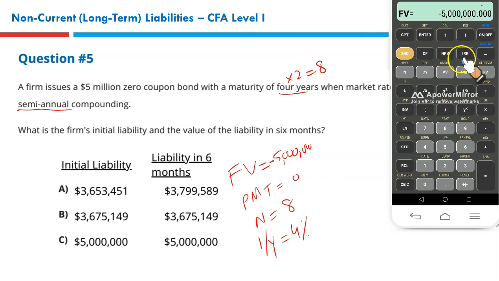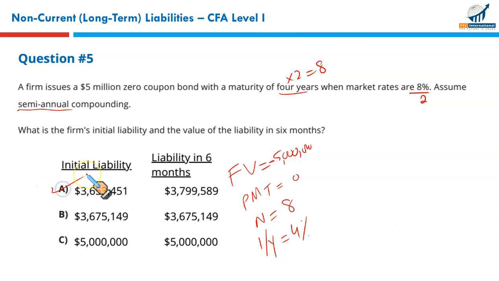and then present value. See, it is 3,653,451. This is the initial liability at which you will book the bond. So this is the initial amount at which the liability will be booked. So let us consider this to be our correct option, because this is the only option that carries the correct number. Then of course you can click and move on, but we need to calculate the liability after 6 months.